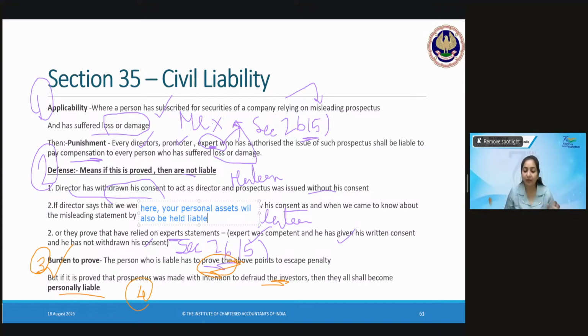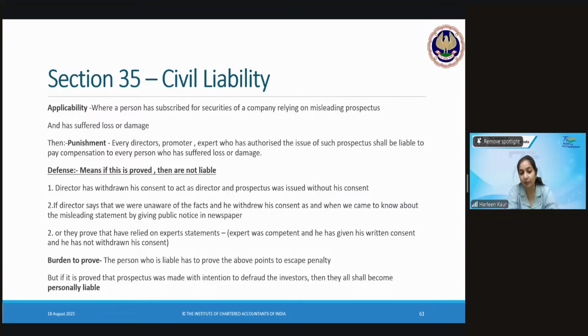So Section 35 is talking about anyone who has subscribed to the shares on the basis of a misleading prospectus and has suffered any loss or damage, then every promoter, director, expert and any other person who has authorized the issue of the prospectus will have to pay compensation. However, you can give your defense if you prove that you have withdrawn your consent as a director, or once you came to know, when you were unaware, you gave a public notice in newspaper, or you have relied on the expert statements. In all these cases, you can escape the penalty.